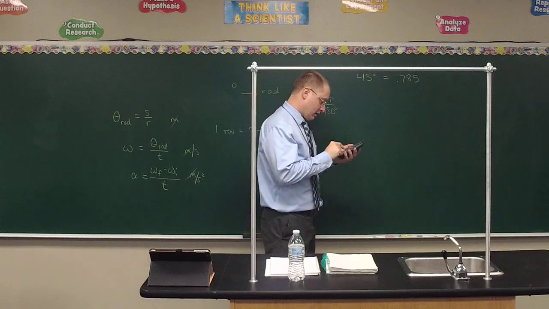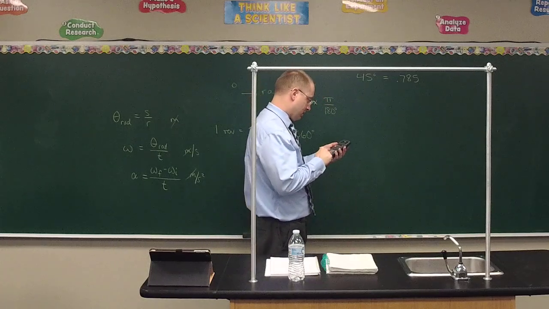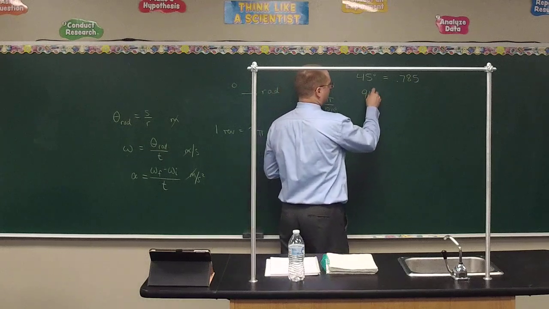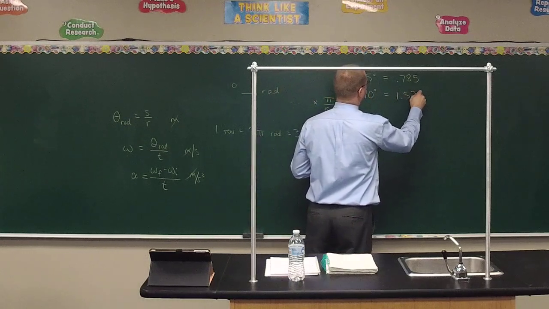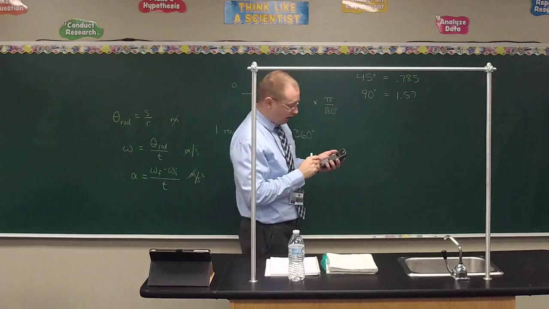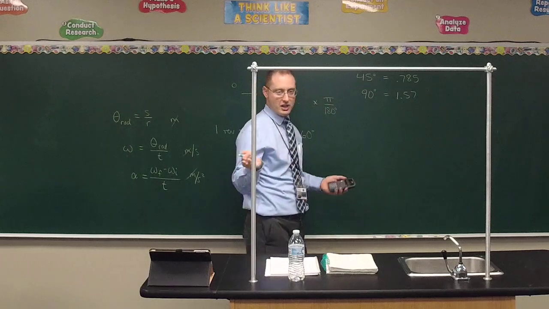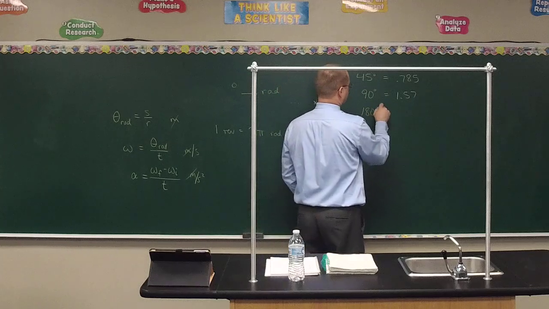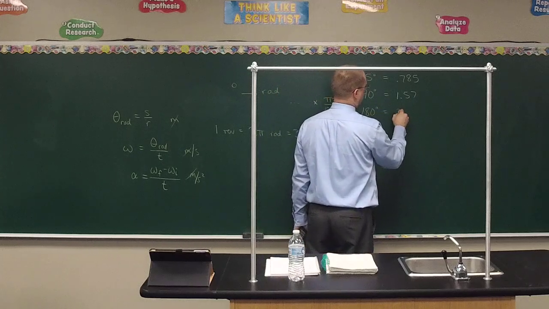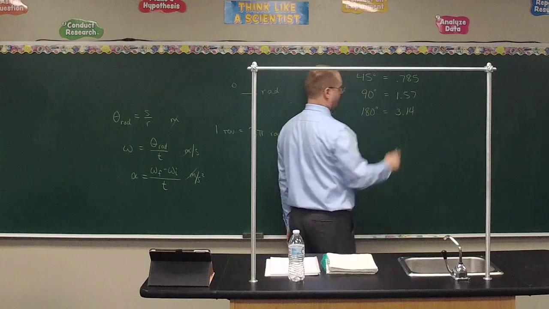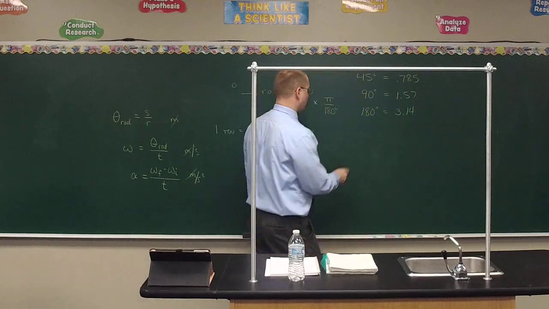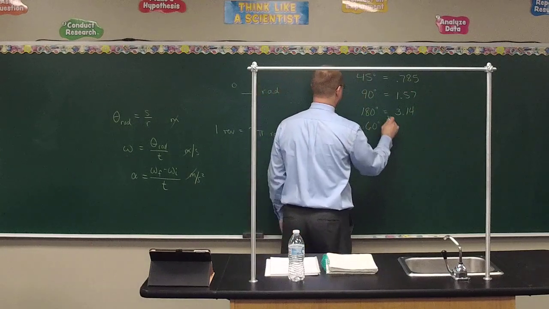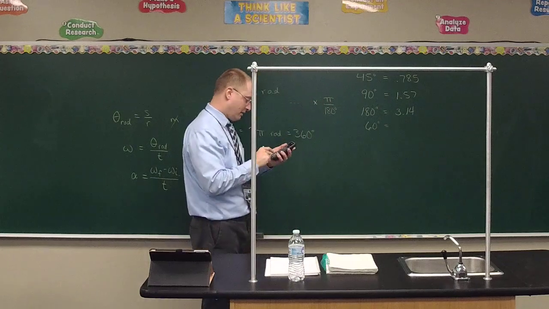90 degrees is how many radians, Audrey? 1.57. Let's see, the next one was 180 degrees. Oh, well, we already know 180 degrees, class, is pi, so 180 degrees then, Michael, has to be 3.14. 3.14. We could do that without the calculator. 60 degrees. Again, you could do pi divided by 3 or 60 times pi divided by 180.